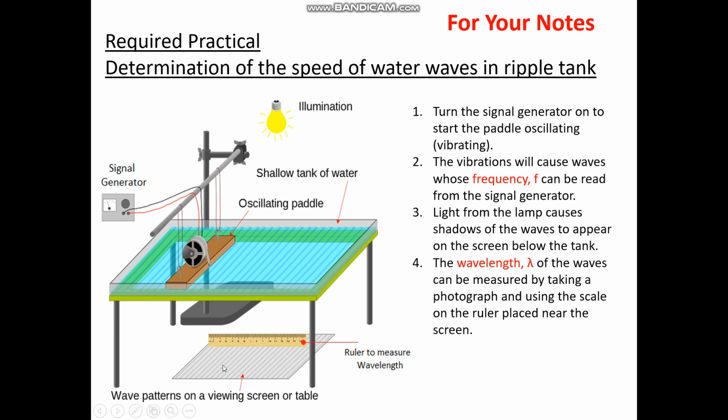Now with this moving it's very difficult to see, so what we normally do is we take a photograph. When we take our photograph, we make sure the ruler is in view of our picture. That way we can then measure the distance between two dark patches or two light patches. We will then use the wave equation, wave speed equals frequency times wavelength, to calculate the speed.